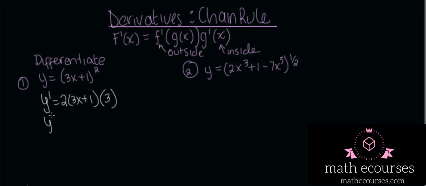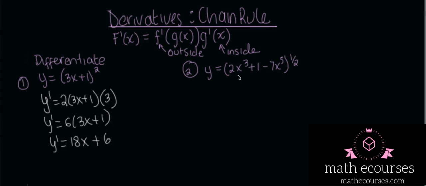Now I just need to simplify this. I have 2 times 3 is 6. And then I'm going to go ahead and distribute that 6. 6 times 3x is 18x. 6 times 1 is 6. Or I could have just left it like this. Either one of these are right. I didn't have to distribute.